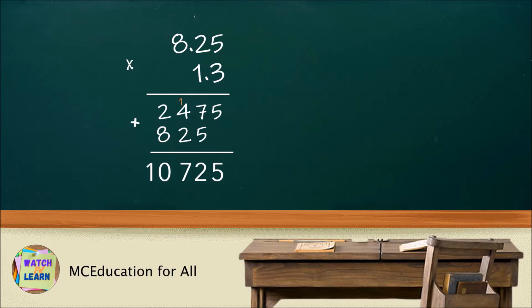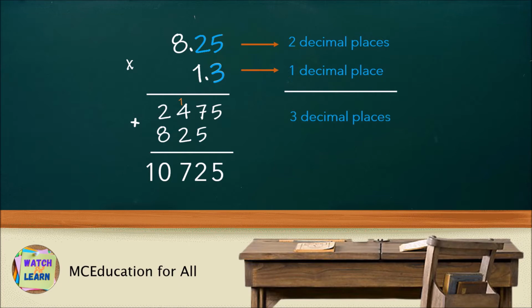After multiplying, count the total number of decimal places in both numbers. For the first one, we have 2 decimal places, and the other has 1 decimal place. So all in all, we have 3 decimal places. Place the decimal point in the product after 3 digits starting from the right. 1, 2, 3. Therefore, the final answer is 10.725.